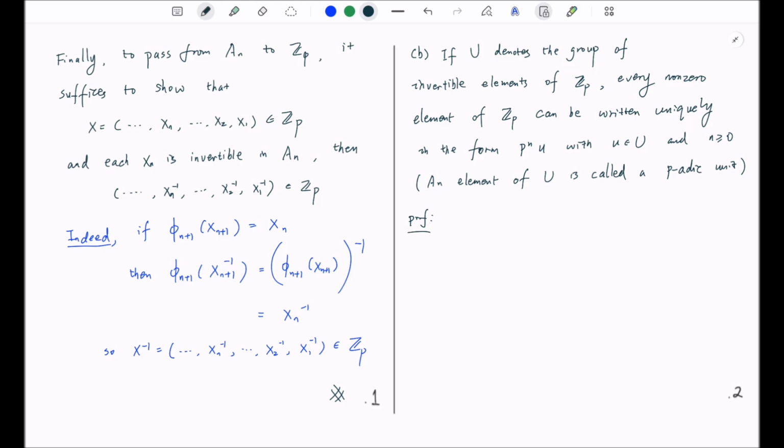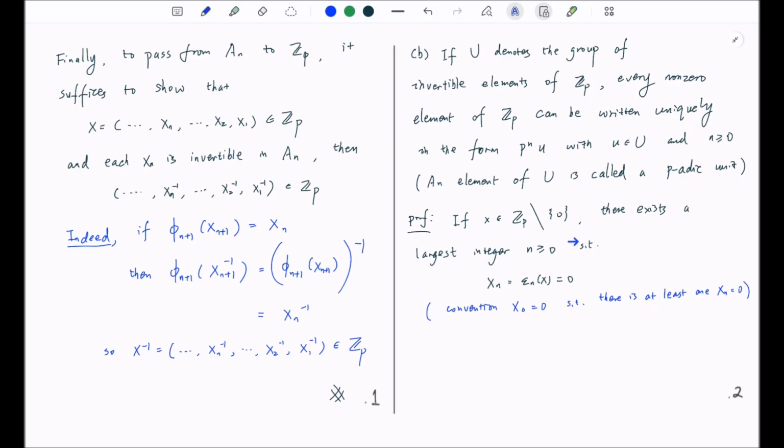For any non-zero element in Zp, we observe that there always exists a largest integer such that the nth component, xn, is equal to 0. And here we have a convention that x0 equals 0. So there is always at least one n such that xn equals 0, so we are not dealing with the empty set.